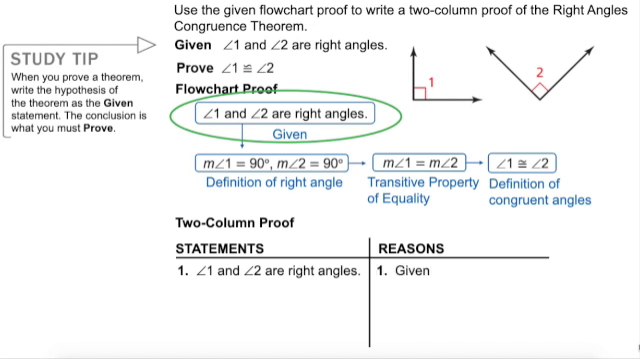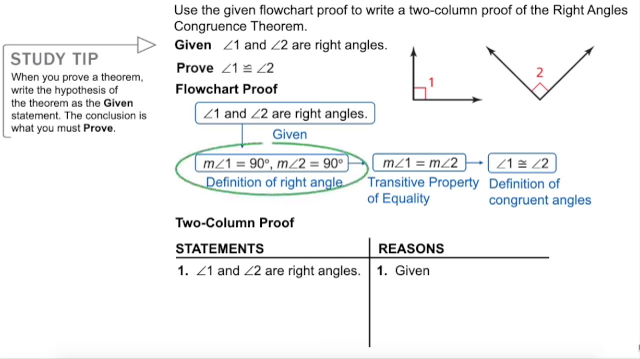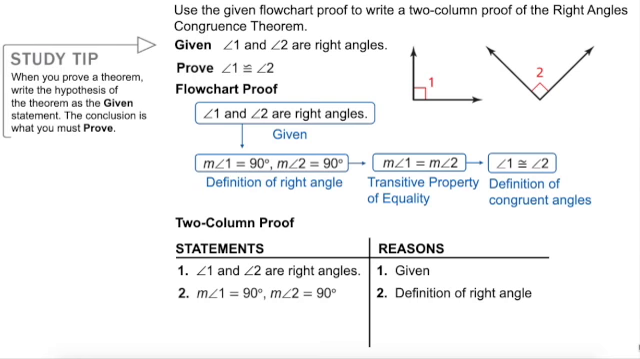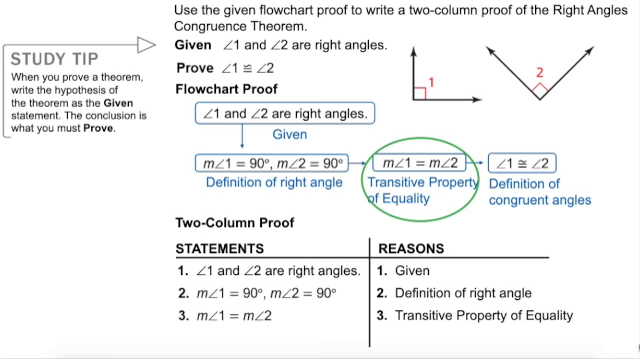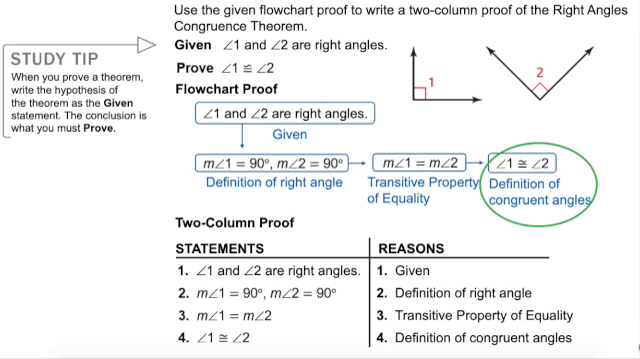Then if we follow our flowchart, we see that our next bit of information is to explain what is a right angle. Okay, so what is the given? Well, angle 1 and angle 2 both equal 90 degrees, because that's what a right angle means. So now we're going to use the transitive property of equality to explain that angle 1 and angle 2 are going to equal one another. And our final step is going to be to explain because angle 1 and angle 2 are equal, that means they're congruent, because congruent angles have the same measurement.